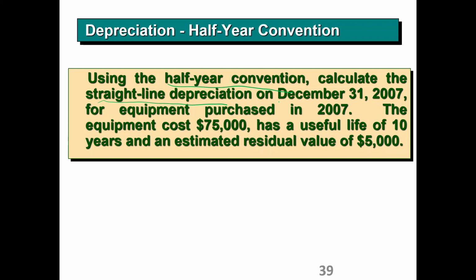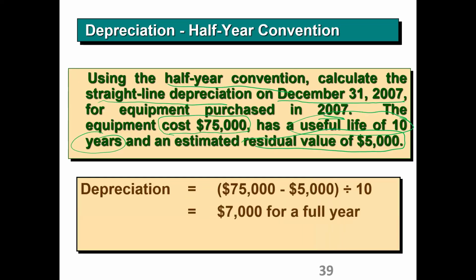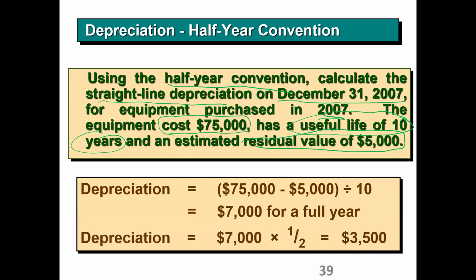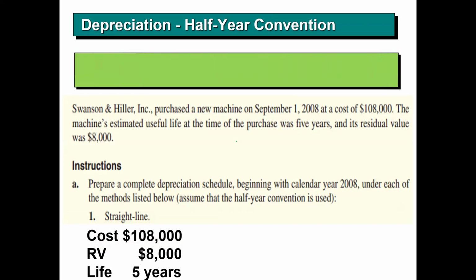We have to calculate on December 31st, 2007 for the equipment which was purchased in 2007. So here the cost is 75,000, useful life is 10 years, and estimated residual value is 5,000. So we need to calculate depreciation for the first year. It's going to be 75,000 minus 5,000 divided by 10, which gives us 7,000 for a full year. And in case of half-year convention, this would be equal to half of this amount, which is going to be 3,500.